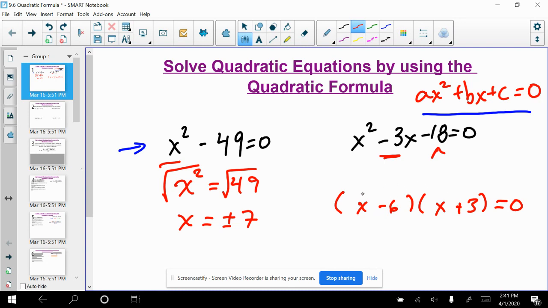So our factors would be x minus 6 and x plus 3. From here, you would have to think about what makes each set of parentheses 0. That would be 6 here. And what makes this one 0 would be negative 3. So our answers to this problem would be 6 and negative 3.